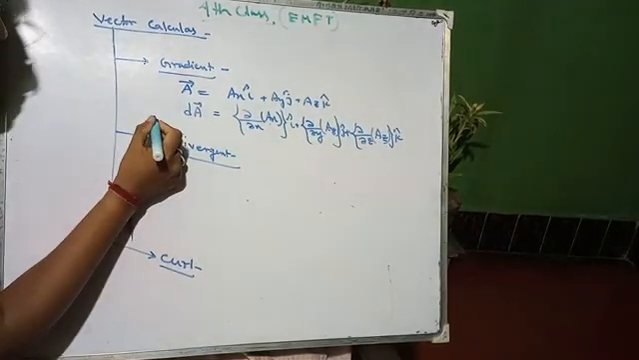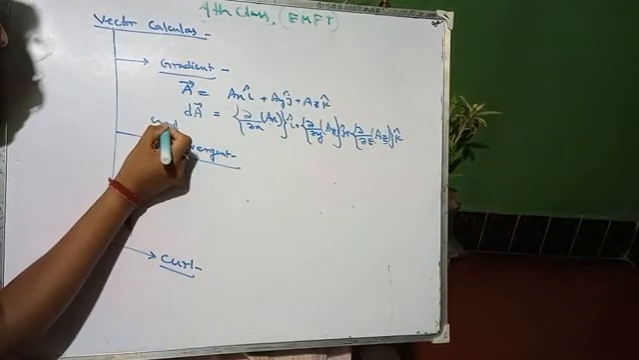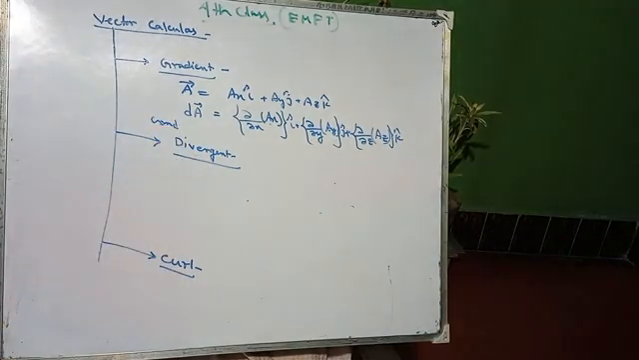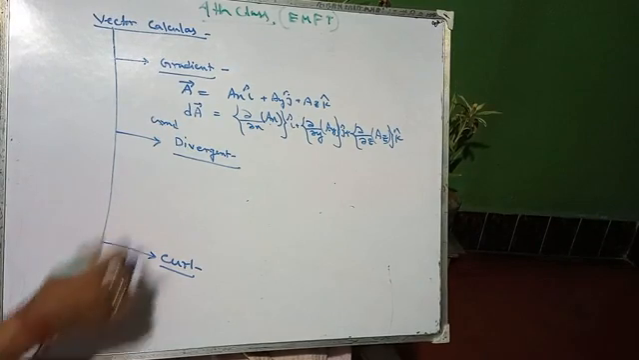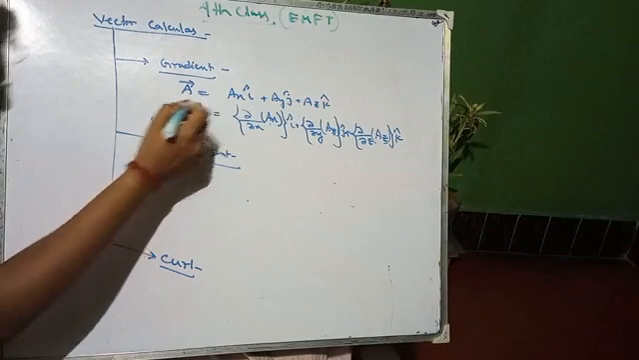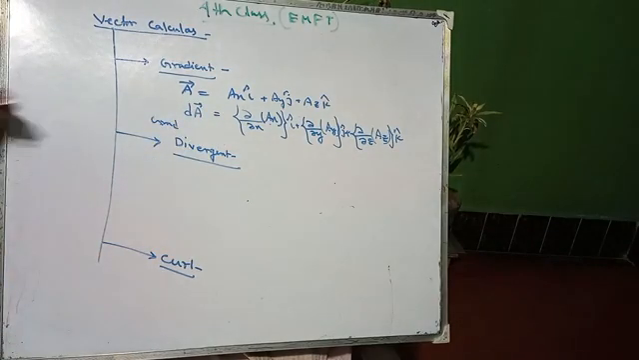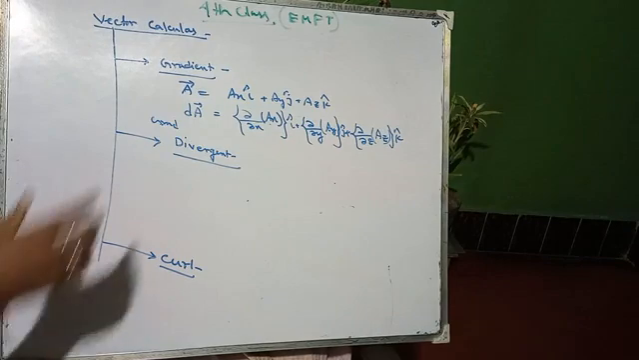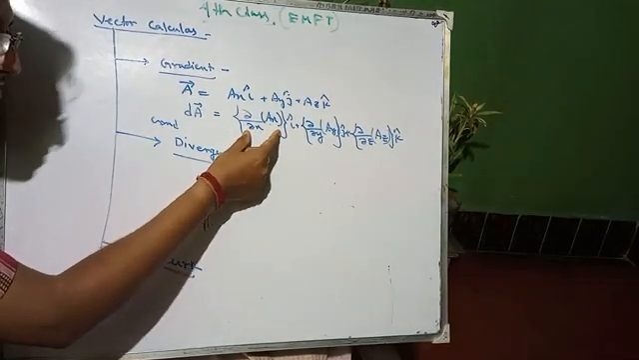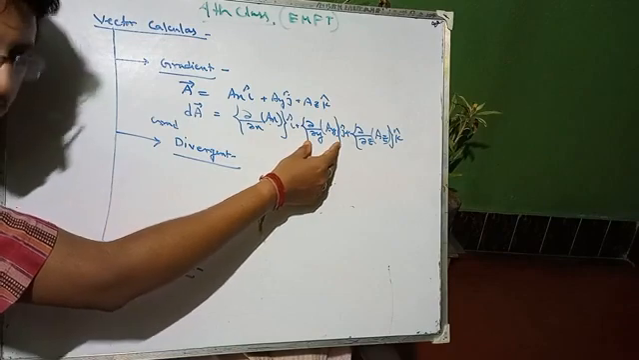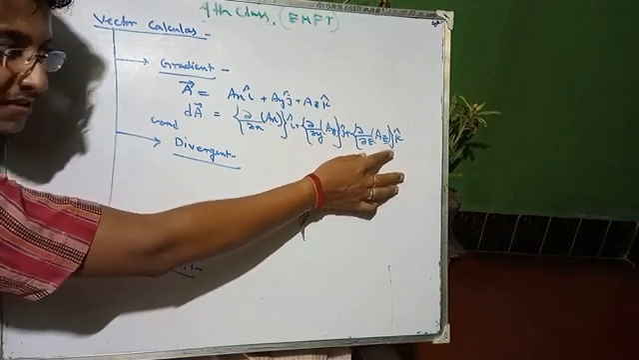Write this statement: gradient, short form grad, of any scalar results in a vector quantity. That's why you put a vector sign over here. Gradient means nothing but the three-dimensional change. This change occurs in the x direction, in the y direction, and simultaneously in the z direction.